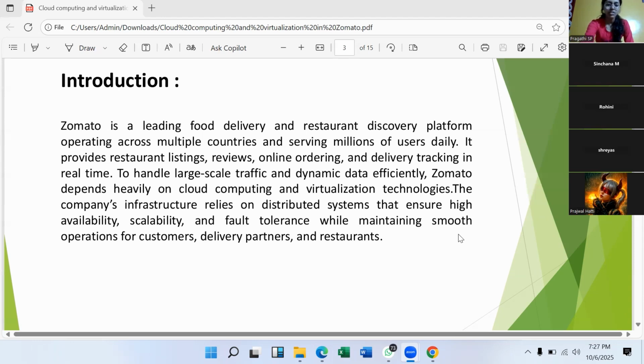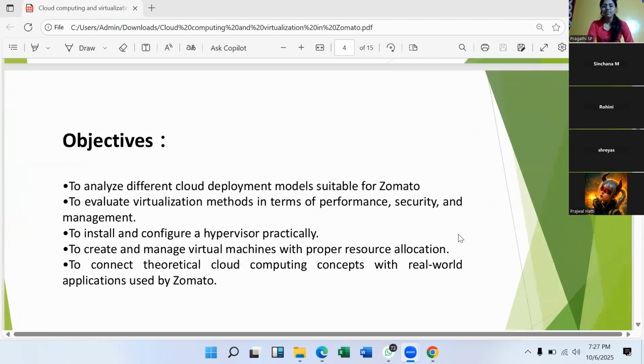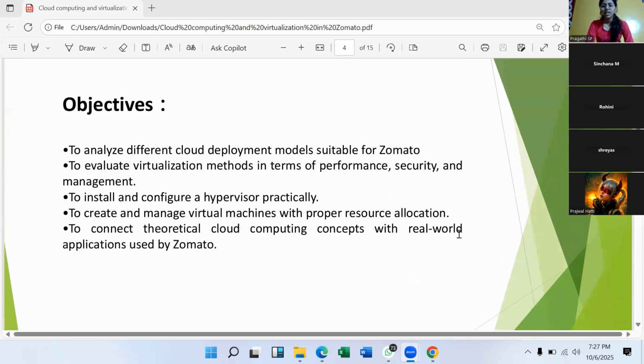Next slide, objectives. Analyze the different cloud deployment models that are suitable for Zomato. Evaluate the virtualization methods in terms of performance, security, and management. Understand how to install and configure a hypervisor practically, learn how to create and manage virtual machines efficiently, and finally connect the theoretical cloud computing concepts with the real-world application used by Zomato.